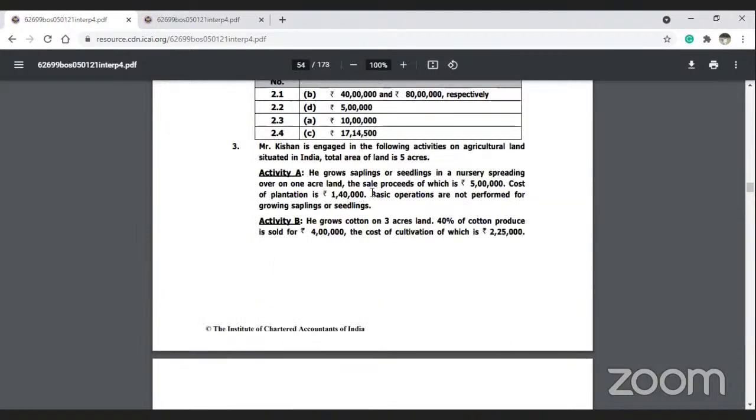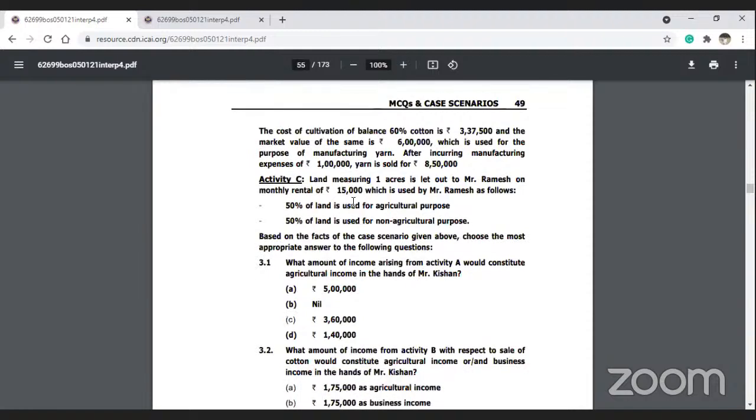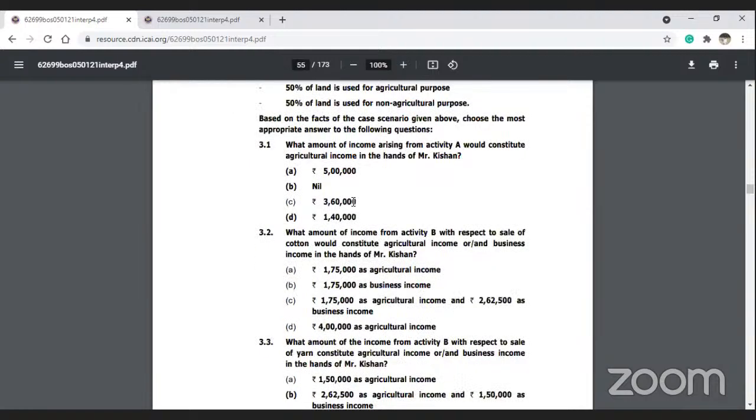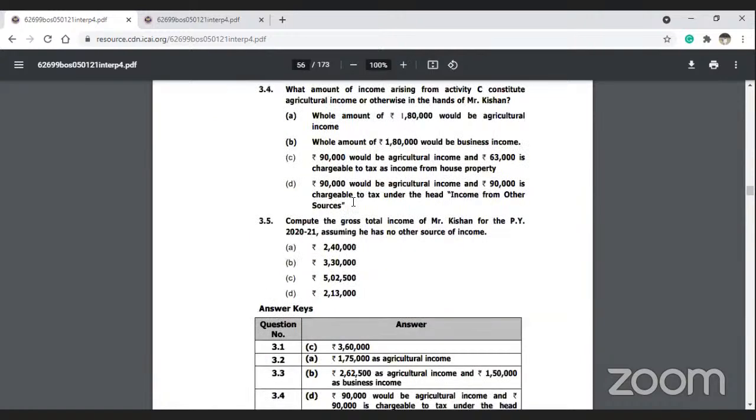Option C, 3,60,000. Activity A. Sale proceeds is 5 lakh and then cost is 1,40,000. Yes, 3,60,000. C. Yes, correct.